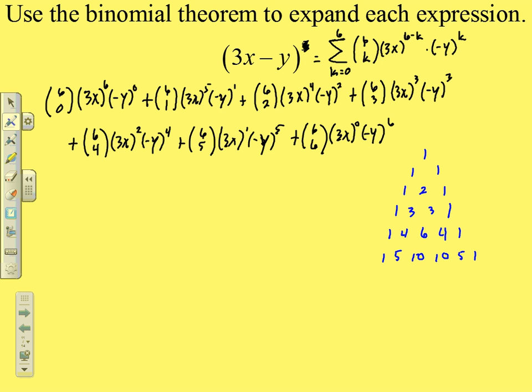And those were the coefficients that we got on our last example. So this is when n equals 0, this is when n equals 1, n equals 2, n equals 3, n equals 4, and n equals 5. Well, we're going up to the 6th power, so I need one more row in my Pascal's triangle. So I'm going to say a 1 here, and then a 6, a 15, a 20, another 15, another 6, and a final 1. So here's when n is equal to 6.